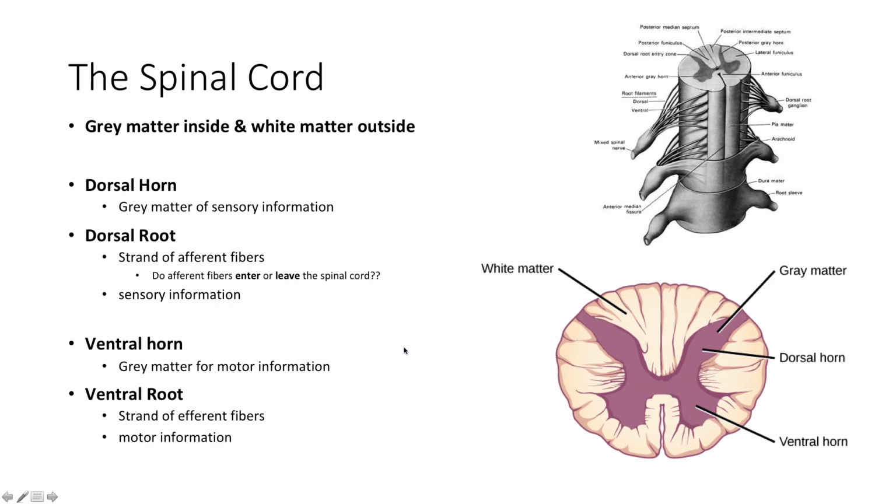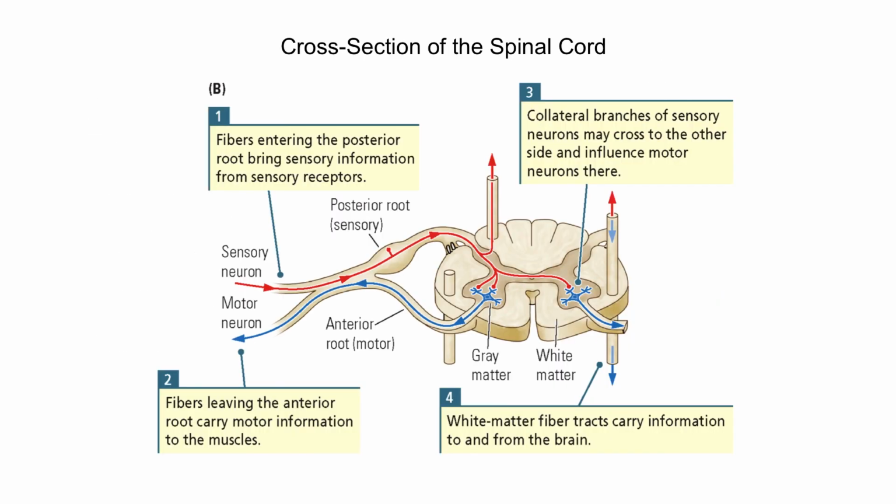And then the dorsal root contains a strand of afferent fibers with sensory information. So this goes to the brain. And then the ventral root is a strand of efferent fibers with motor information. So let me show you a picture of that. Okay, so here you have a schematic picture of the spinal cord with information going in and information going out.